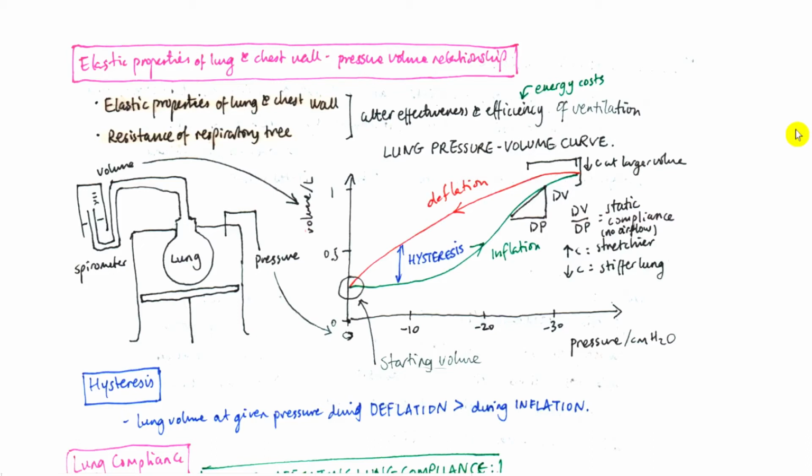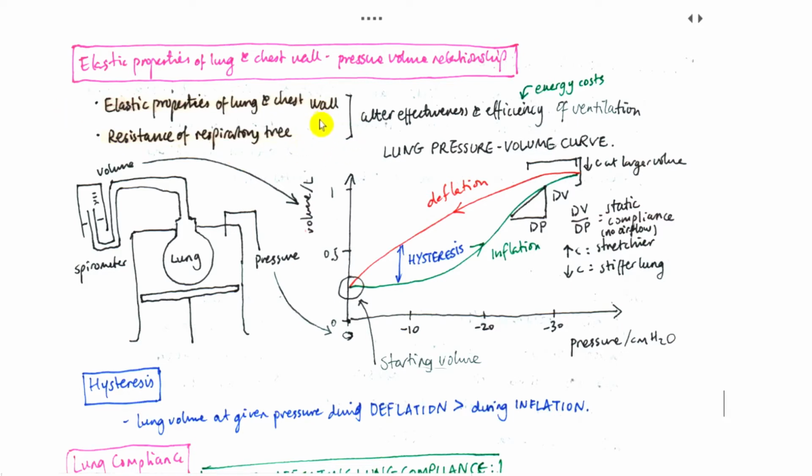Okay, so now I will be discussing the elastic properties of the lung and the chest wall and the pressure-volume relationship. When we're looking at altering the effectiveness and efficiency of ventilation, so the energy costs of ventilation, there's two main things that we think about. Firstly, we have elastic properties of lung and chest wall, which I'll go through now, and the resistance of the respiratory tree, which is important for determining flow.